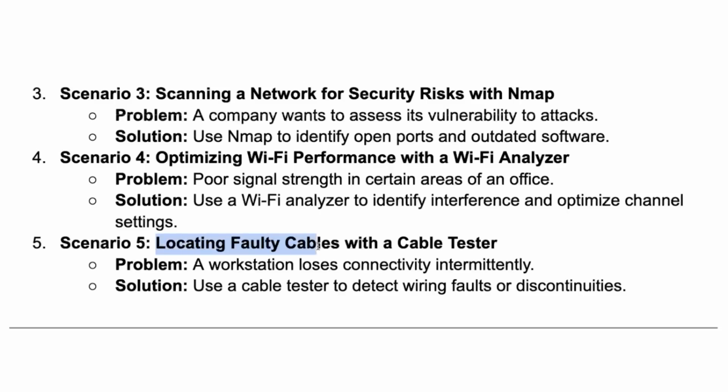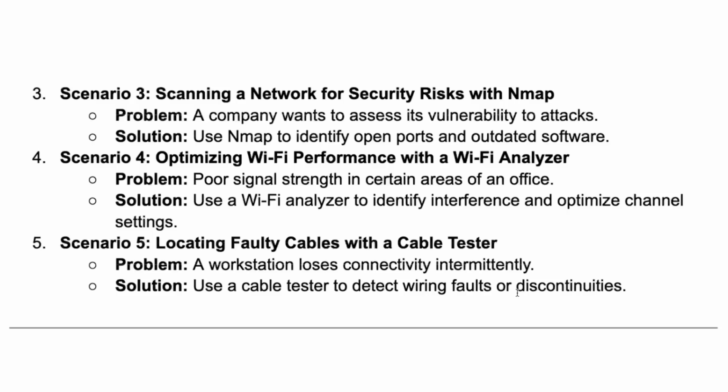Scenario 5 is locating faulty cables with a cable tester. And the problem is that a workstation loses connectivity intermittently. So we want to start at the physical layer, right? That would be the very first thing that we want to look at, which is the cabling. And so we would use a cable tester to detect wiring faults or discontinuities after we have visually checked if the cables are cut or if there are any disconnections taking place, and so on and so forth.